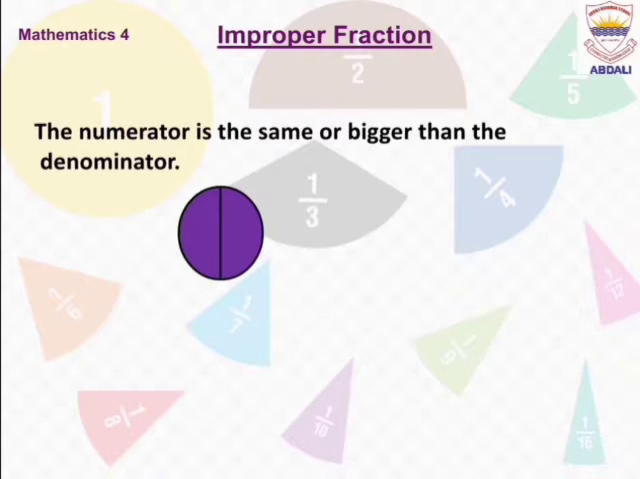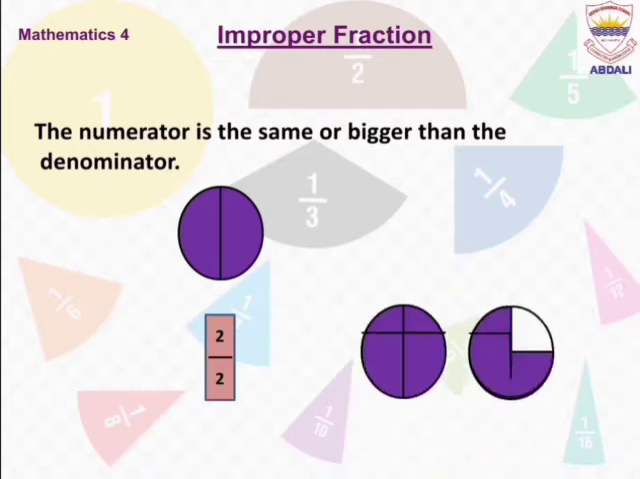Here, a circle is given, and the circle is divided into two parts, and both of the two parts are colored. Now students, write it as an improper fraction. We write 2 in the denominator place because the circle has two parts, and we also write 2 in the numerator place because both of the two parts are colored. The improper fraction of the circle is 2 by 2.